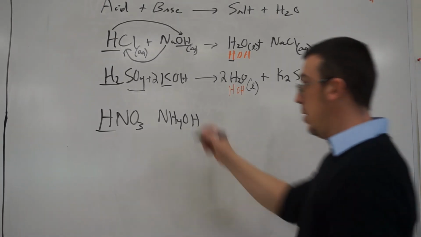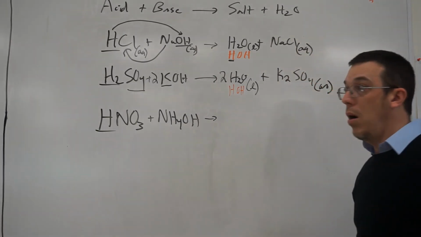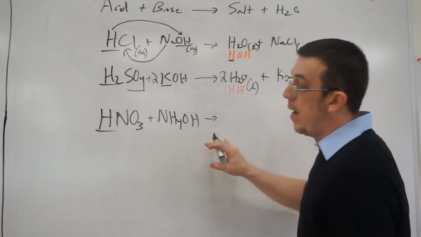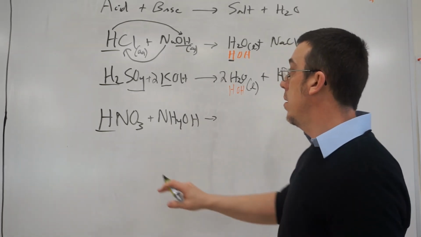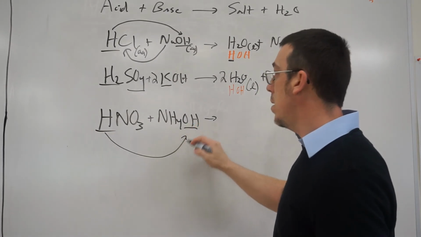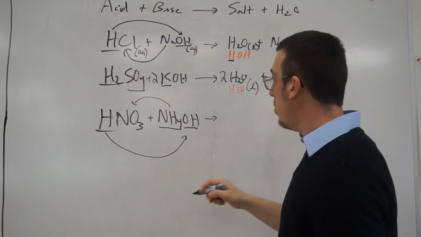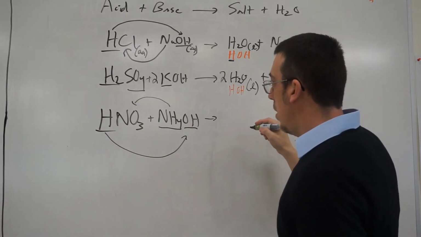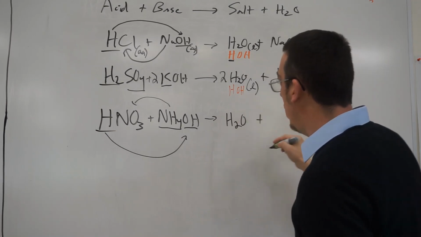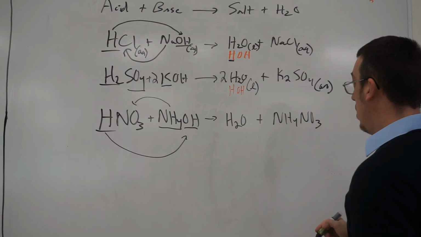Now this is the third reaction. And this is a neutralization reaction, but it also is a gas forming reaction. We're going to talk about that, and that's the last thing we're going to cover here. So we have the H going to the OH just like we saw before, and the NH4 is going to go to the NO3. And so this is going to form H2O plus NH4NO3.